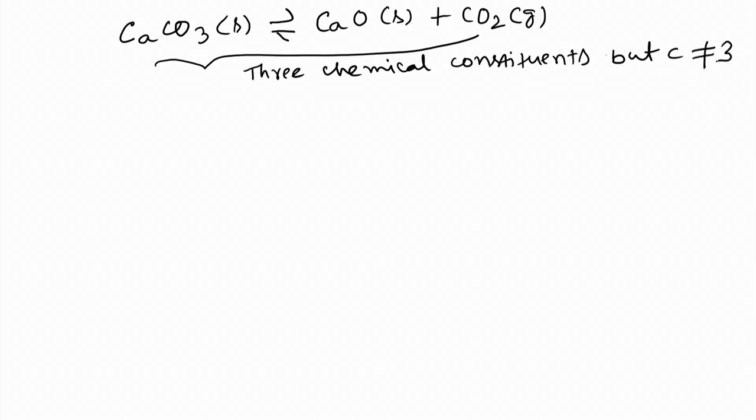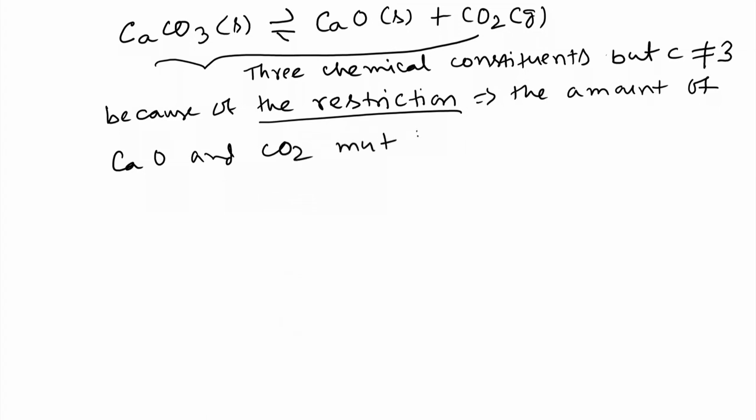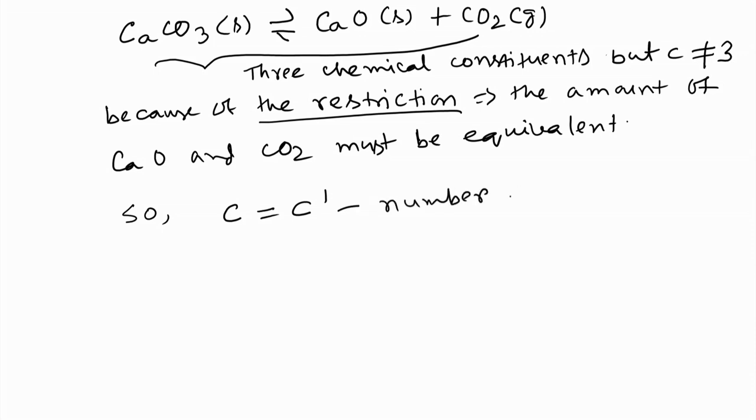C is not 3 here, because there is one restriction here. What is the restriction here? The amount of CaO and CO2 must be equivalent, right? Okay. So, we can write number of components C is number of constituents C prime minus number of restrictions.